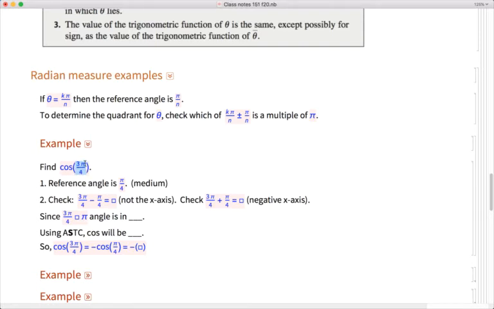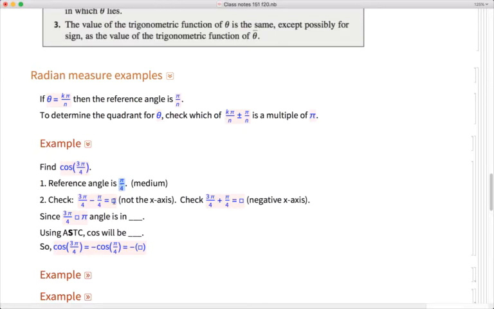Okay, so we're going to try to find the cosine of 3 pi over 4. Okay, so this is something pi over 4. So the story here that I was saying in symbols says that the reference angle is guaranteed to be pi over 4, the medium angle, the medium steepness.